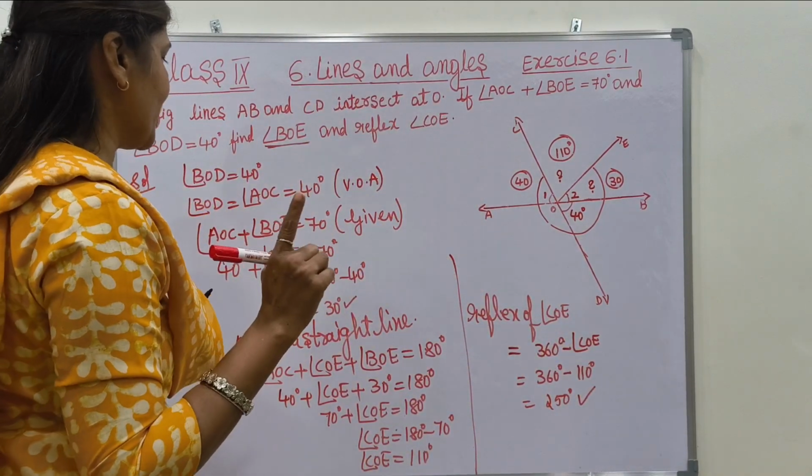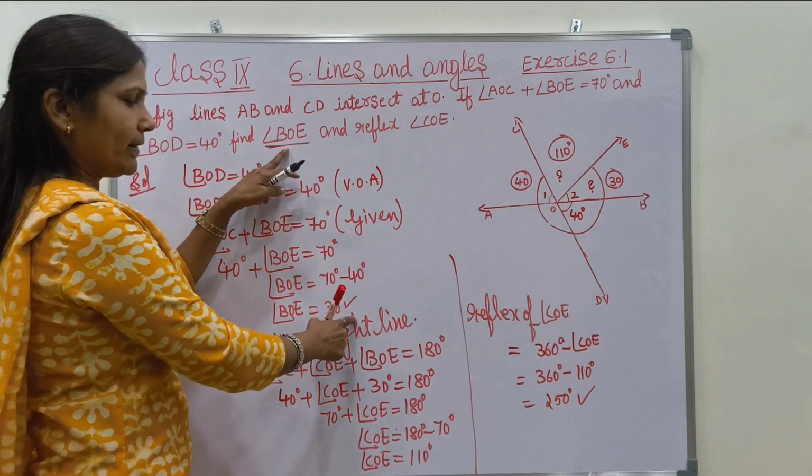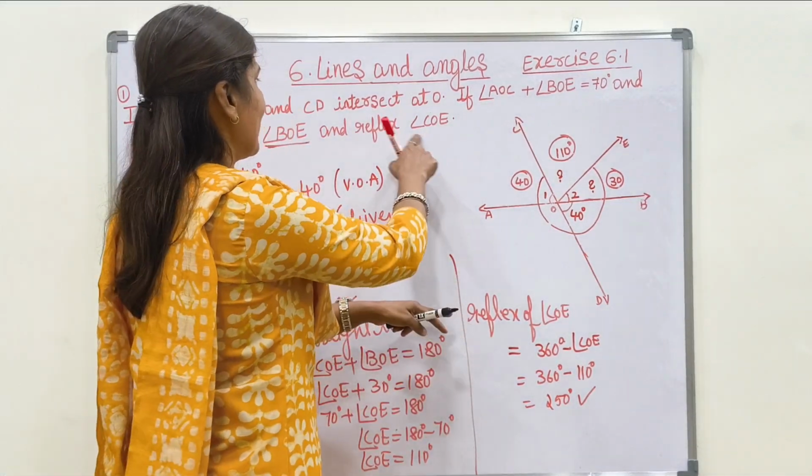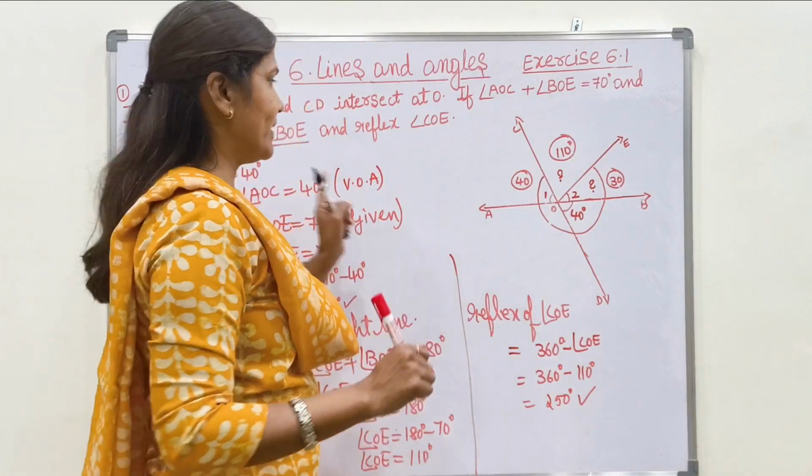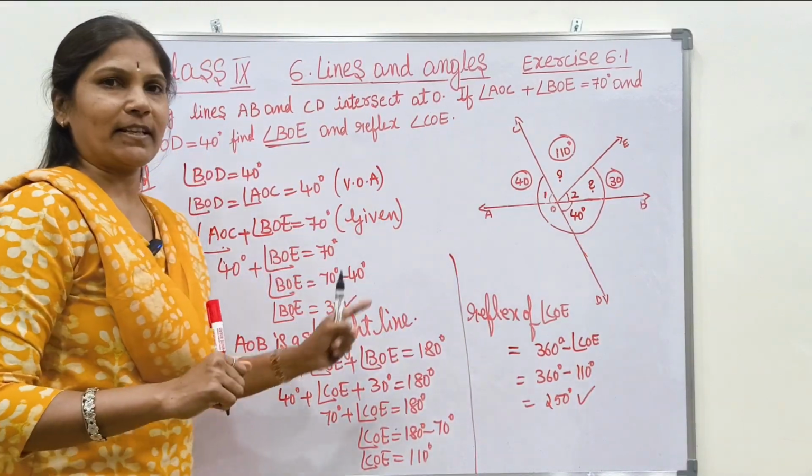He is asking two questions. First question what? BOE 30 degree. Next one asking reflex of COE is equal to 250 degree. This is the answer. Not understood means once again you watch it.